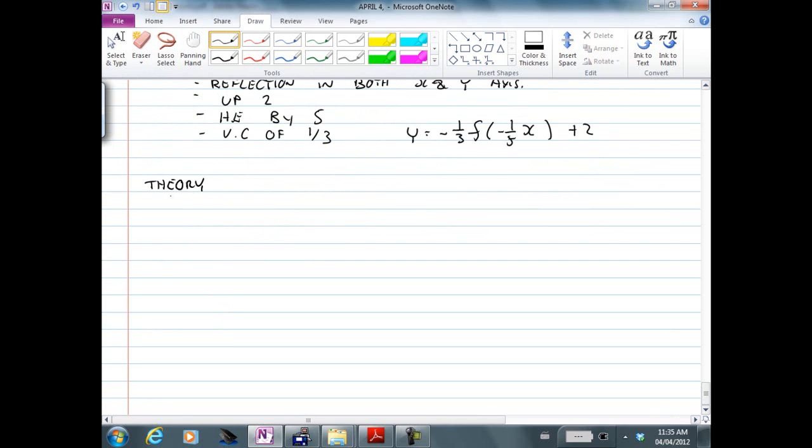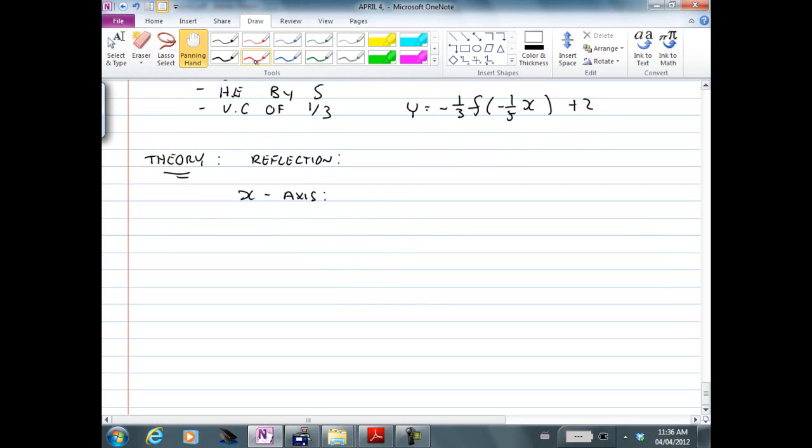Except the horizontal stuff. In theory, really, this is reflection theory. Remember, in theory there's no f of x because theory is an actual equation. Just before we move on, how do you know which theory to use? Well, if I ask you about up 2, then we replace y with y minus 2. But if I say horizontal expansion by 2, then you replace x with 1/2 x.